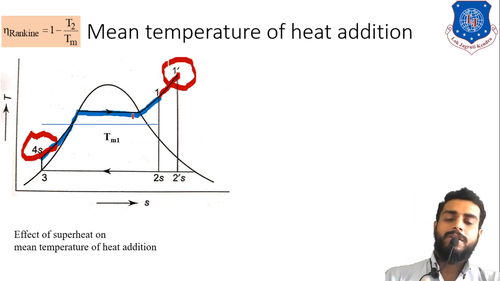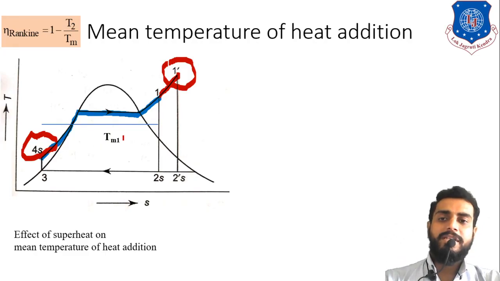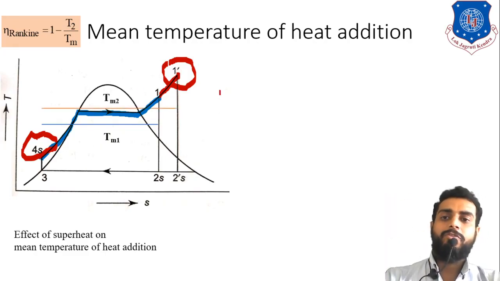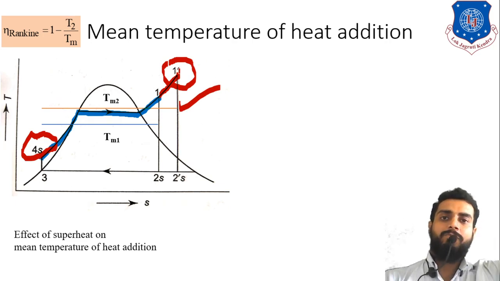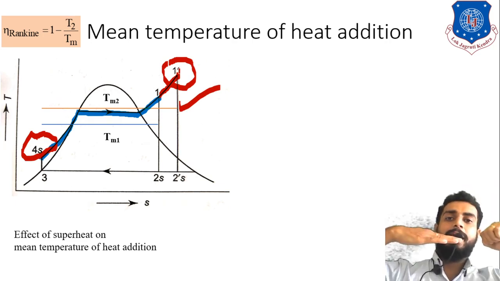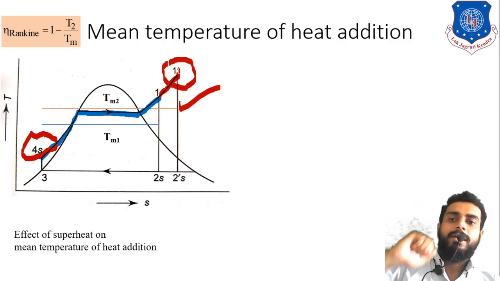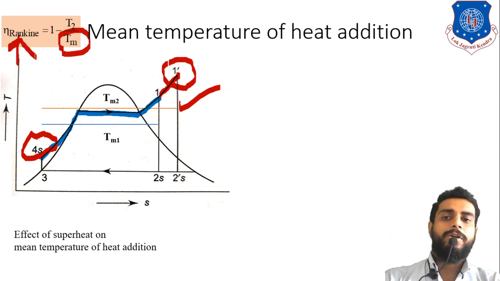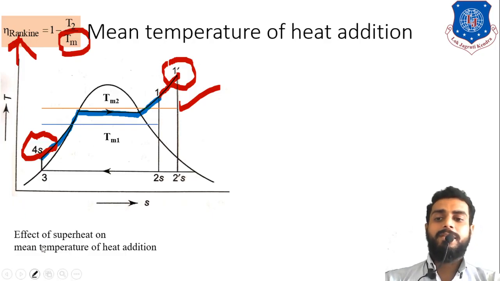So obviously for 1 dash to 4s, the mean temperature of heat addition will be higher compared to 4s to 1. Sir, what are you saying? Simple. Obviously now for 4s to 1 dash, if I plot the mean temperature of heat addition line, it will be over here, see, the orange color line. Agree or not? Right, because 1 dash is somewhat higher, so the mean temperature of heat addition is somewhat lifted. So you can appreciate the fact that the higher the value of Tm, the higher will be the efficiency of the Rankine cycle. Agree or not?